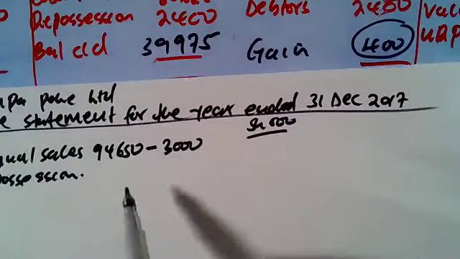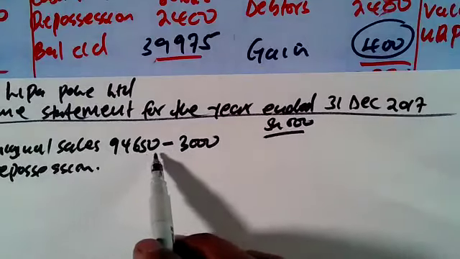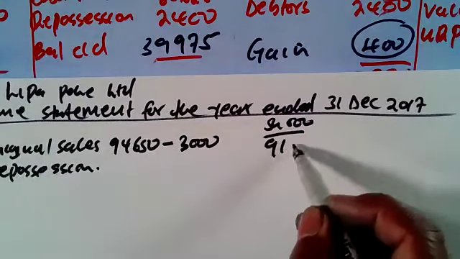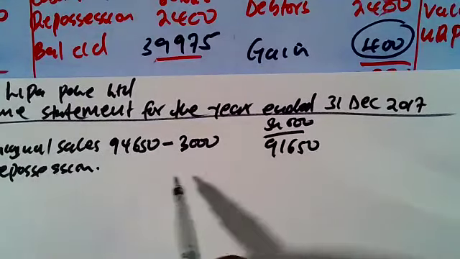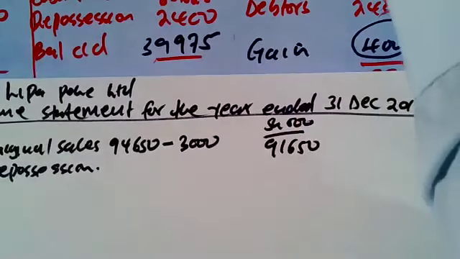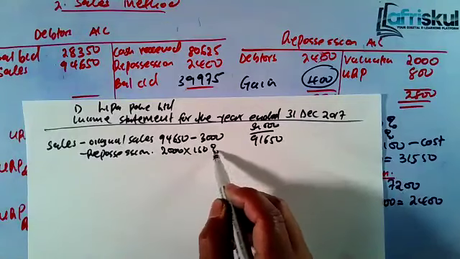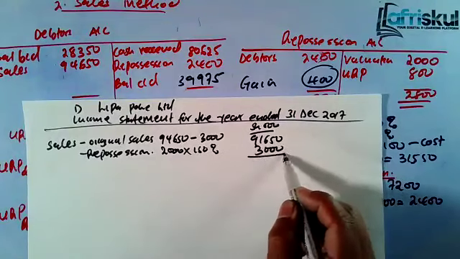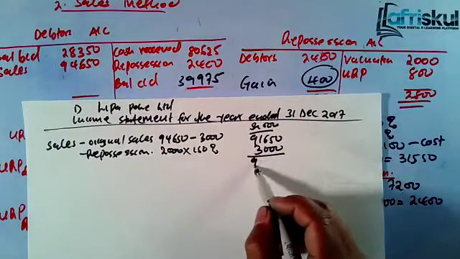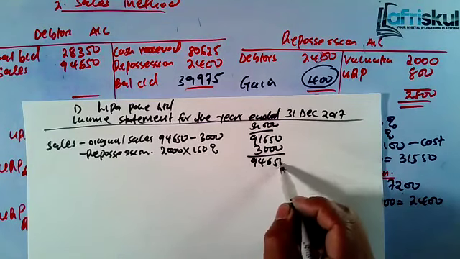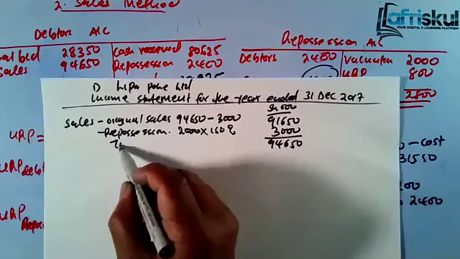So it's 94,650 minus 3,000, you get 91,650. And then on repossessed, put that sales there. And we have seen that sales is 2,000 times 150%, which is 3,000. That means the total sales, you will get 94,650. That was the total sales.